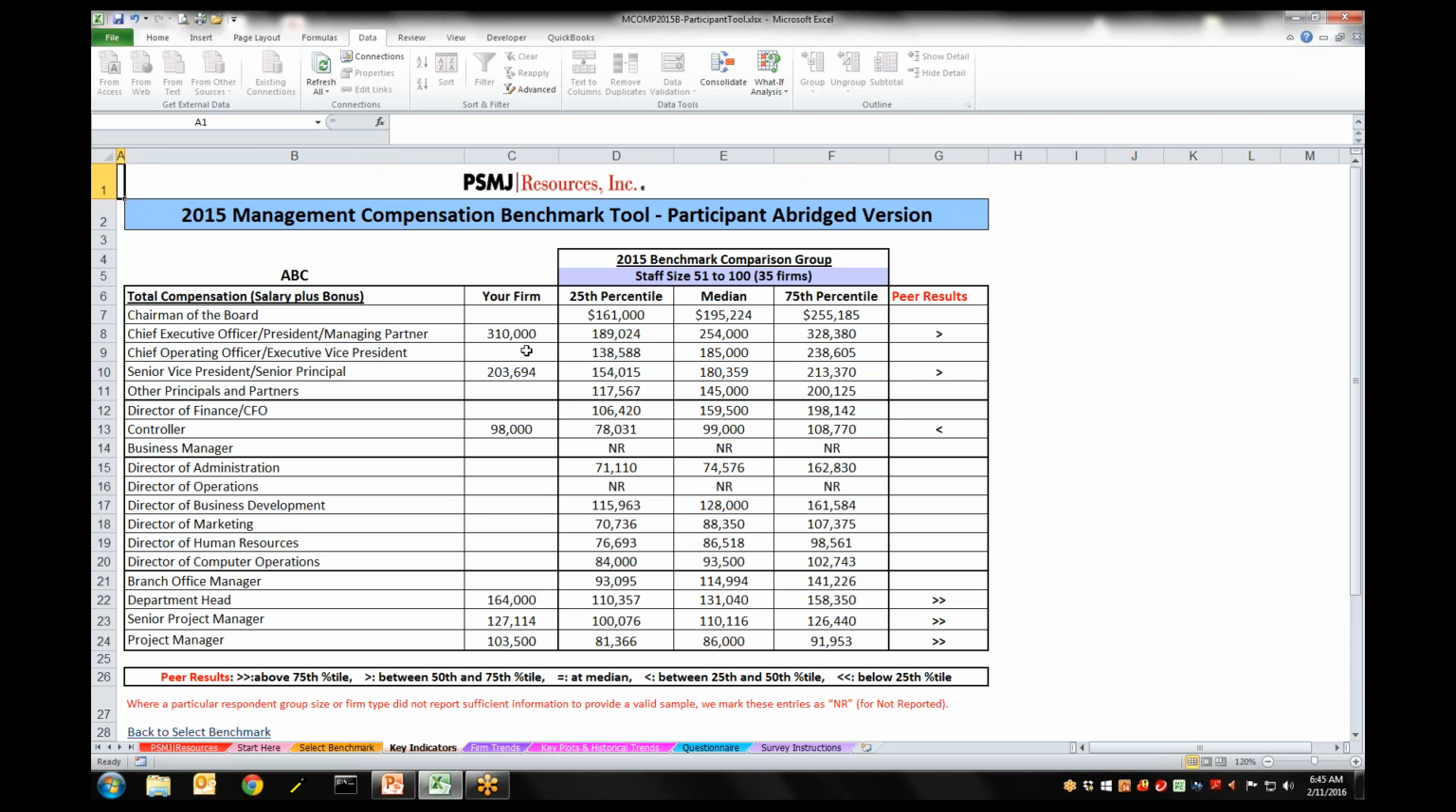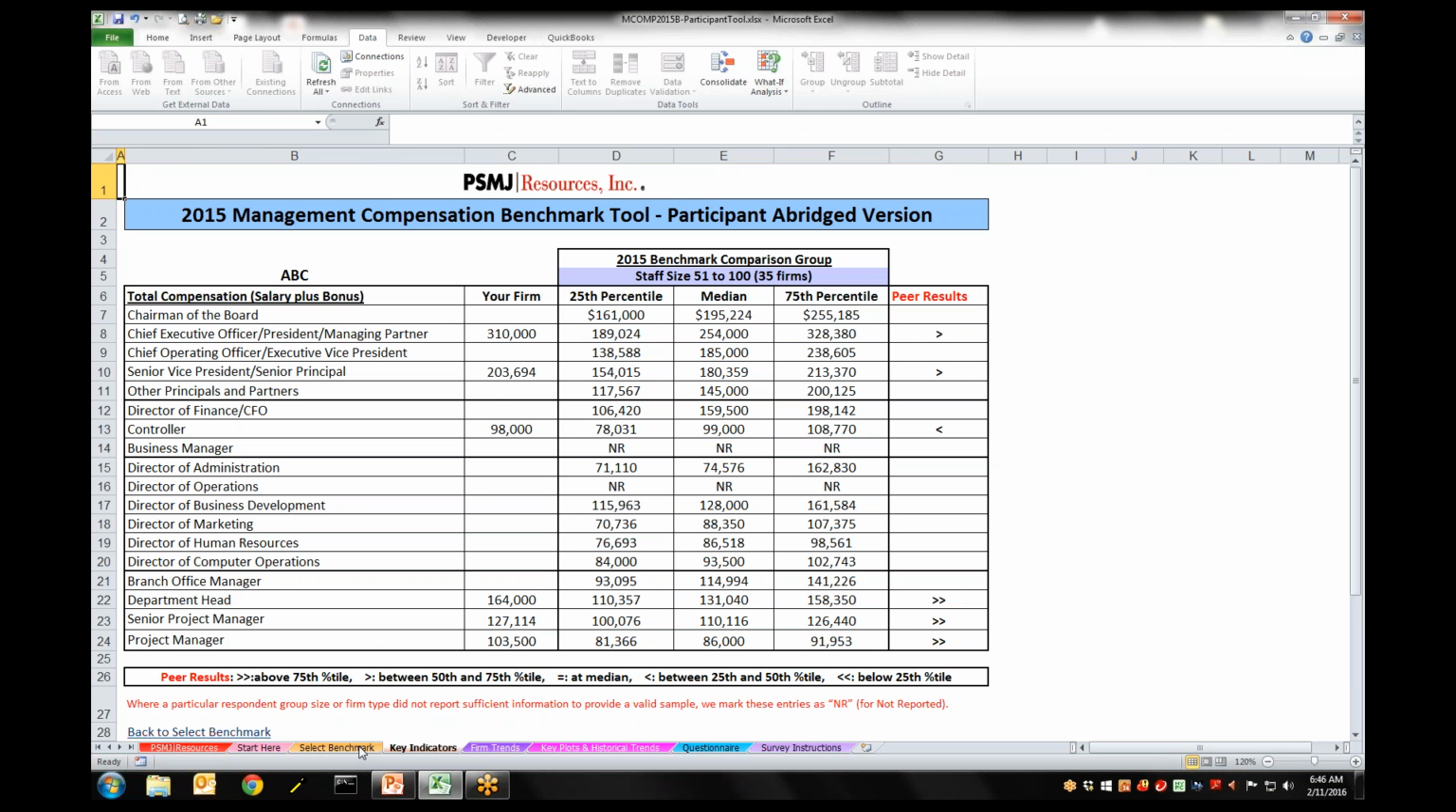So for our CEO or managing partner, our total comp is 310. We can see that that falls somewhere between the median and the 75th percentile for this peer group. For senior VP or senior principal, 203, it also falls between the median and the 75th percentile. If we look at project manager, our firm's total comp is 103,500, which is above the 75th percentile.